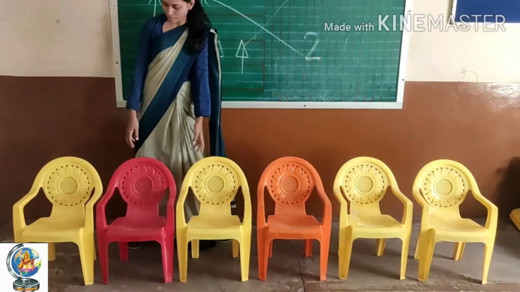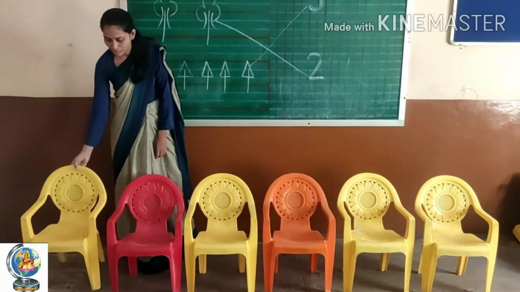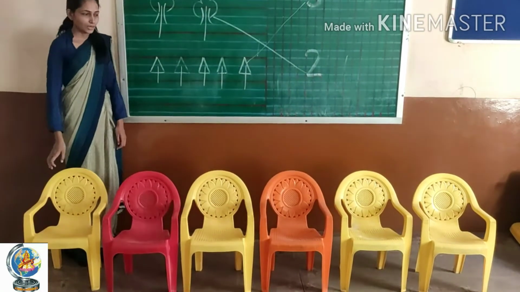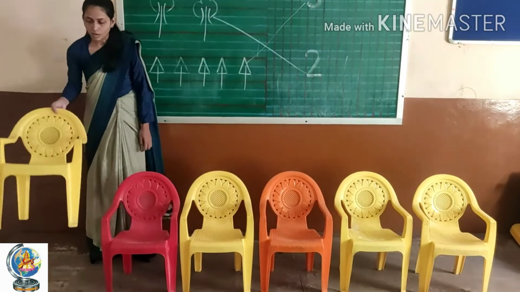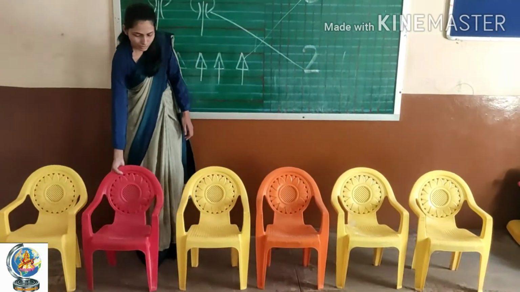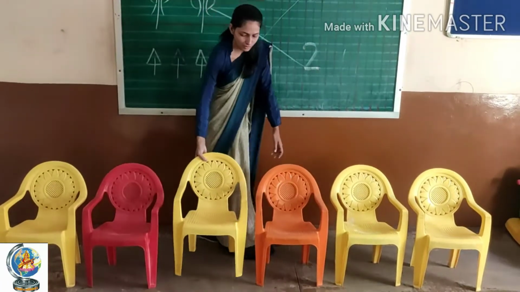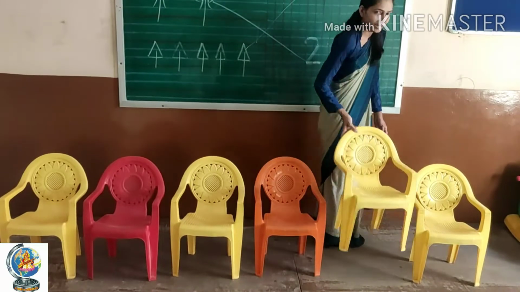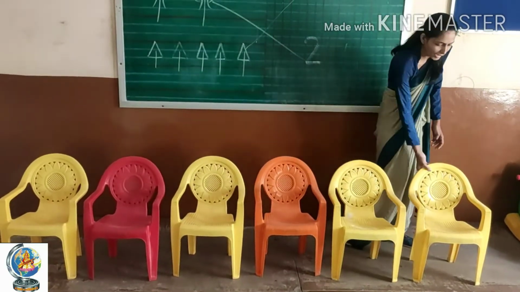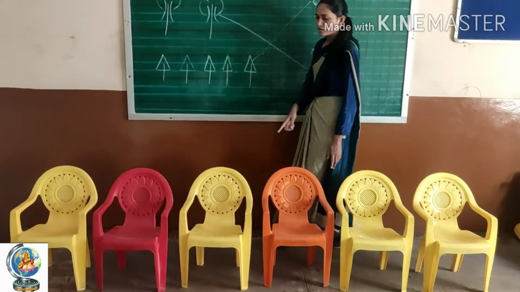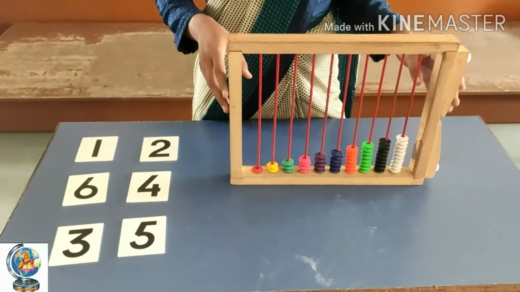What are these? Yes, these are chairs. How many chairs are here? Let's count. 1, 2, 3, 4, 5, and 6. 6 chairs are here. Look at here, kids.